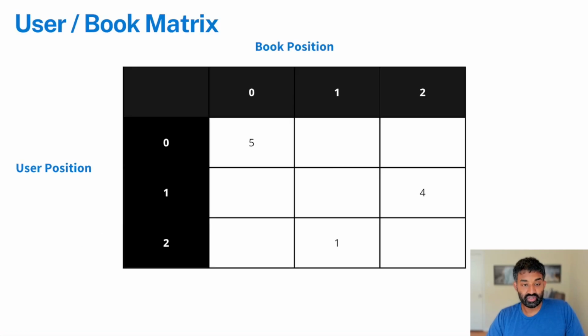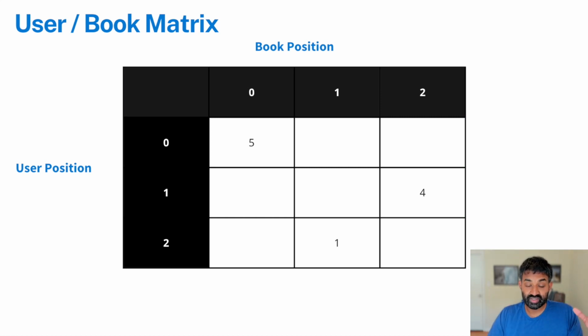So what we're going to build is a user book matrix. Every row of the matrix will be a different user, and every column of the matrix will be a different book. And the cells in the matrix will contain the rating that that user gave to that book.